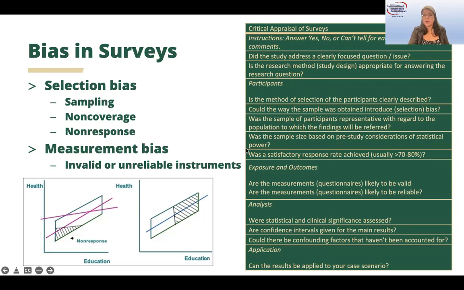When you are reading a survey, you can use a critical appraisal tool like this one here, and think about, is this study valid? What is the quality of this research? How biased are they? So here you can see a few things to look for when you are reading a survey paper.